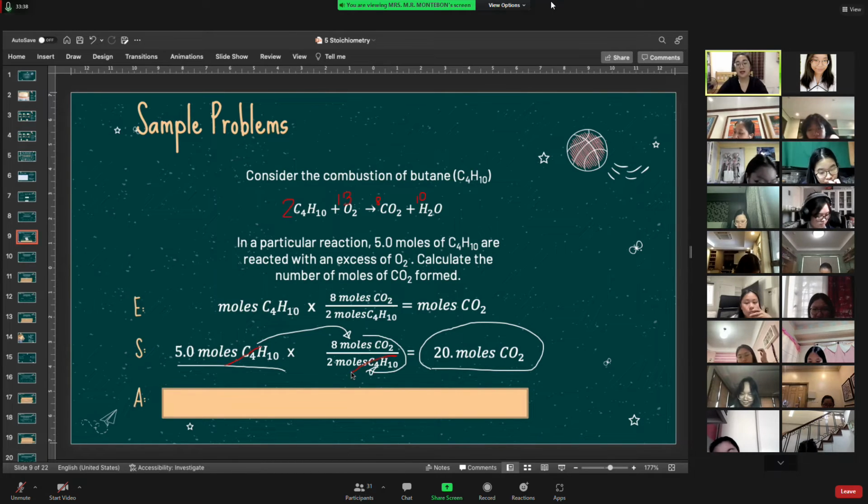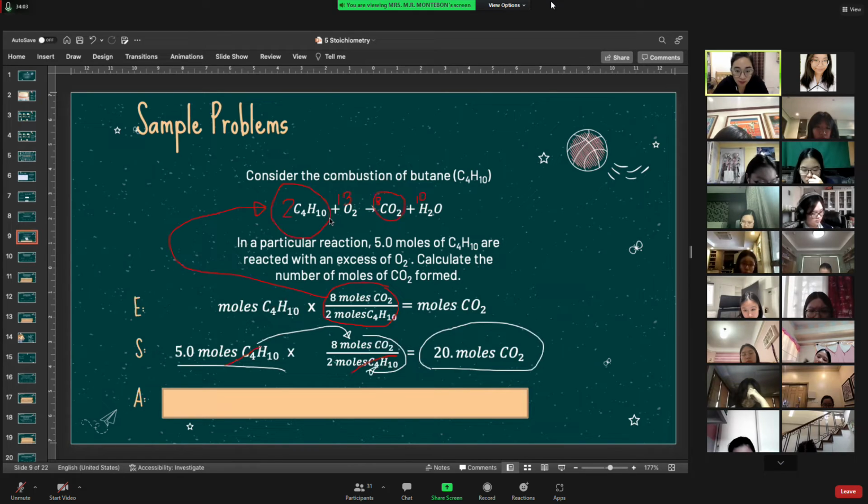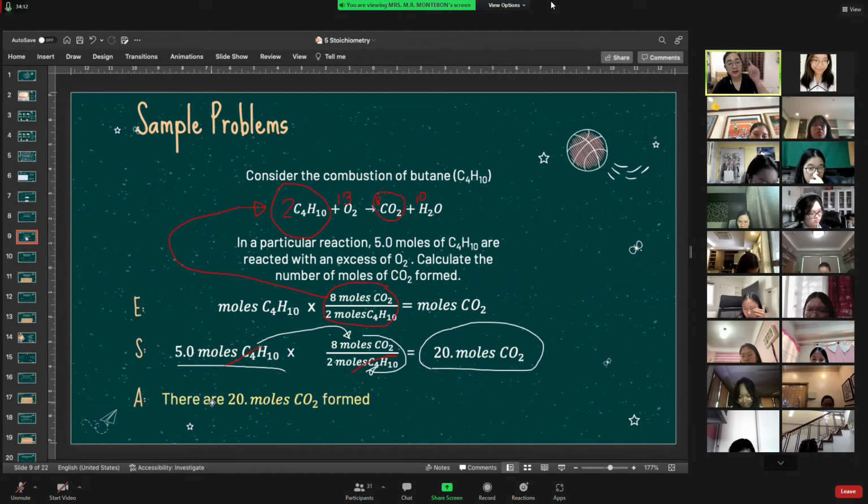cancel here. Okay, so again, if you want to ask me, teacher, how do we know 8 moles carbon dioxide divided by 2 moles of butane? You always look at the ratio from the balanced equation. This is where we got it. Carbon dioxide 8, and then butane 2. So 2:8. Can you follow? So for the final answer, there are 20 moles of carbon dioxide formed if you have 5.0 moles of butane.